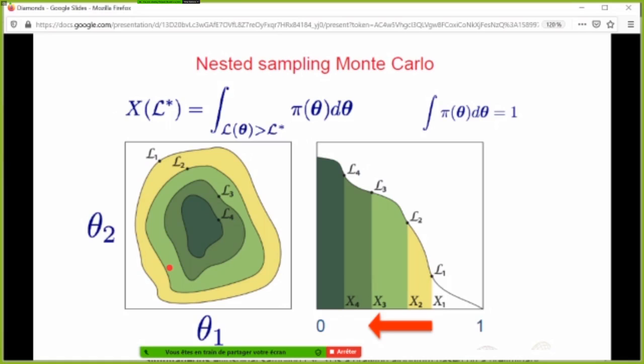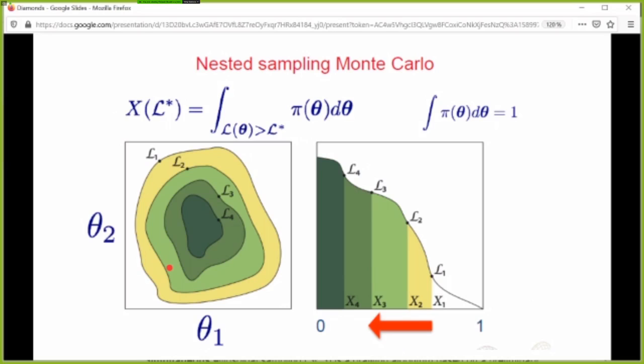So the purpose is this one, where you can see on the left the parameter space with two parameters. It's to use a constraint on the likelihood that we're going to modify. And as we shrink our constraint to higher likelihoods, which corresponds to a smaller iso-likelihood contour, we also reduce the amount of prior volume that we're using. Hence, X is progressively reducing from 1 to 0.